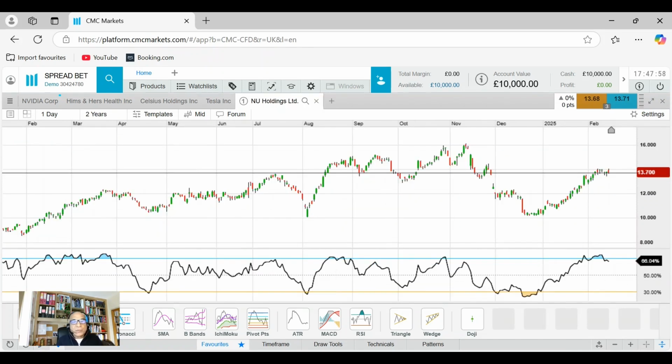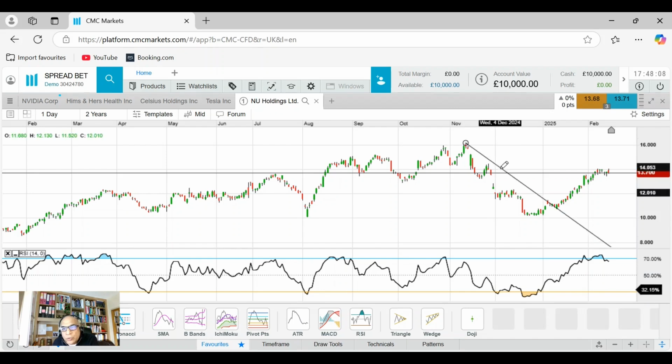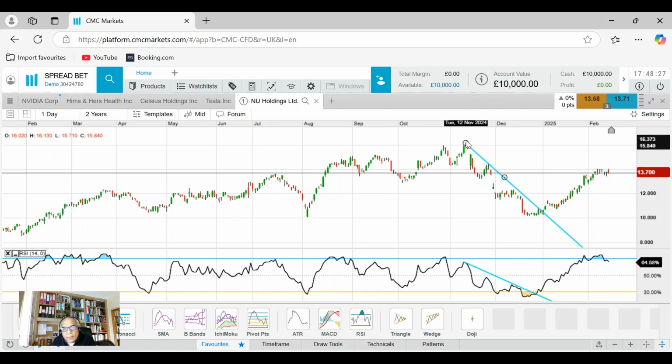This is a chart of NU Holdings, and it is again a daily chart. I would like to draw your attention to this downtrend here and the corresponding downtrend on the RSI plot. As the price makes waves down, the RSI also makes waves down. But at this point in this region, the RSI is indicating that it is already in oversold territory because the RSI value has gone under 30 here.